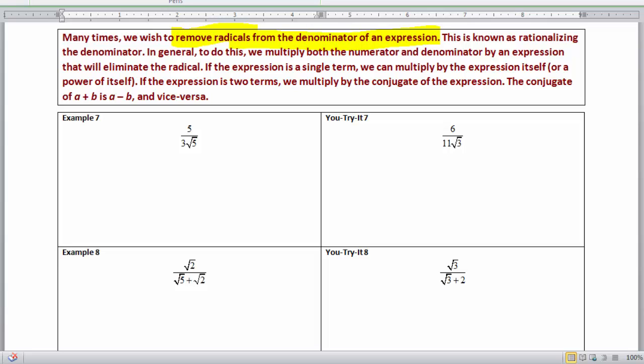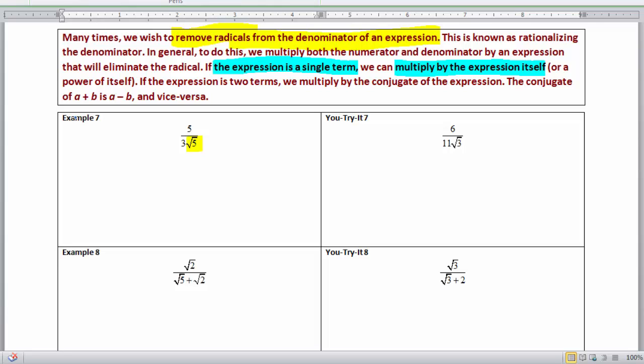So you're going to multiply by some expression over itself that'll eliminate the radical. So in 7, you can see here we have this first scenario, right? The expression is a single term. Actually, you can multiply by the expression itself, or a power of itself, if it's a cube root or a fourth root or something like that. But generally, we're going to stick with square roots here for the most part. So you have 5 over 3 times the square root of 5. So the thing I want to eliminate is the square root of 5, right? I'm trying to eliminate this square root of 5 from the denominator.